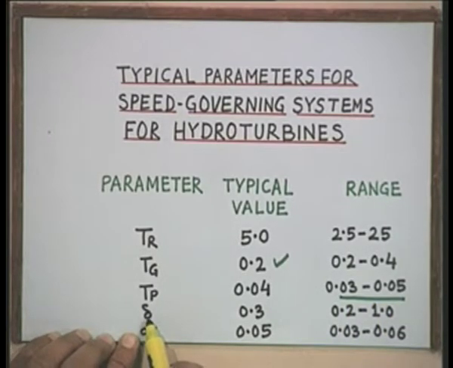The delta, the temporary droop, its value is 0.3 and its range is 0.2 to 1. The sigma or R, its value is 0.05 and it varies from 0.03 to 0.06. Normally a 5% permanent droop is considered, and in some places it may be lower than this or slightly higher than this. Its range is very narrow, it is 0.03 to 0.06.